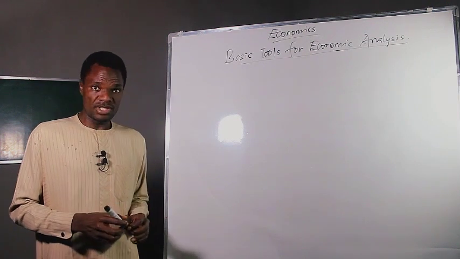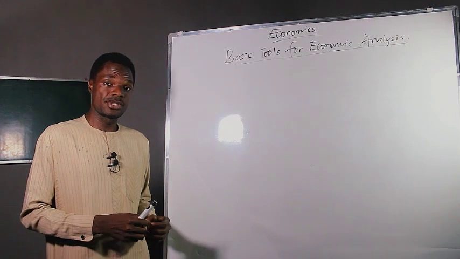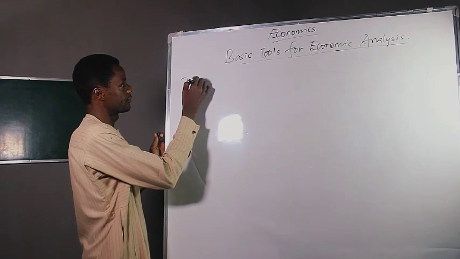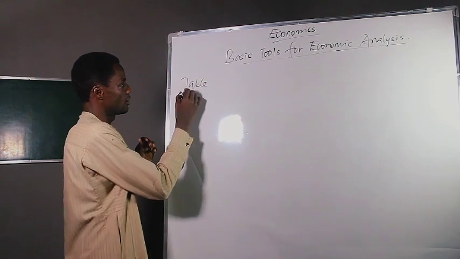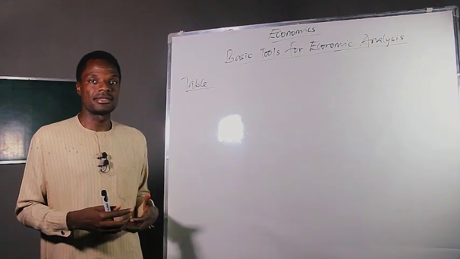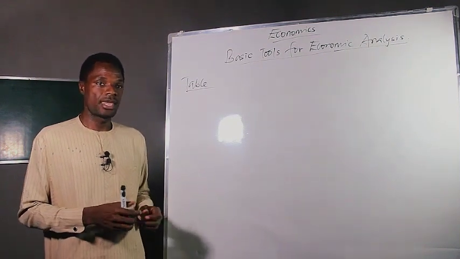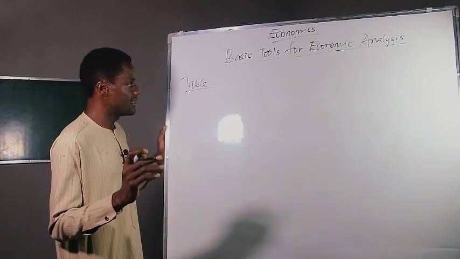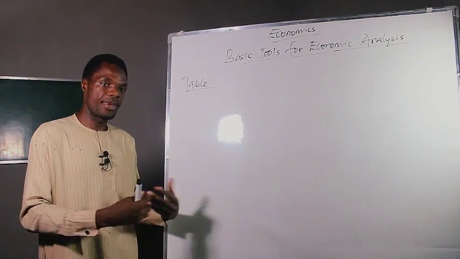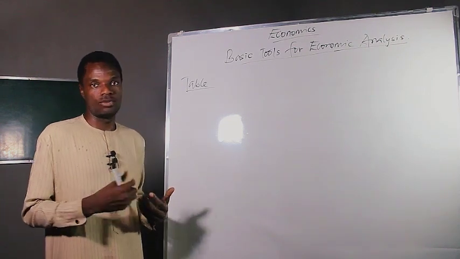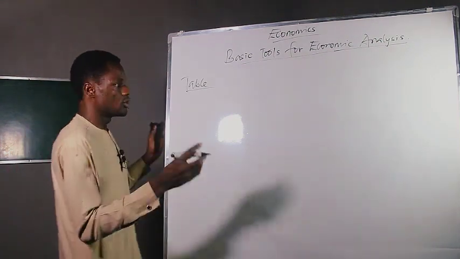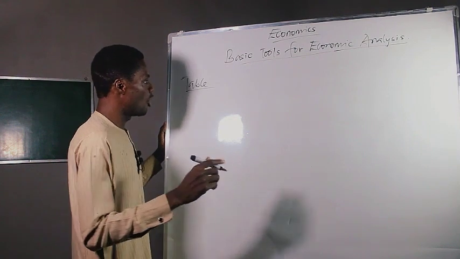Among the tools that we are using to analyze the behavior of individuals, as I said, is a table. By a table, we mean the representation of data in rows and columns. For example, we can have data concerning how an individual wants to spend his income on his needs and wants, otherwise known as a scale of preference. So the scale of preference is in the form of a table.